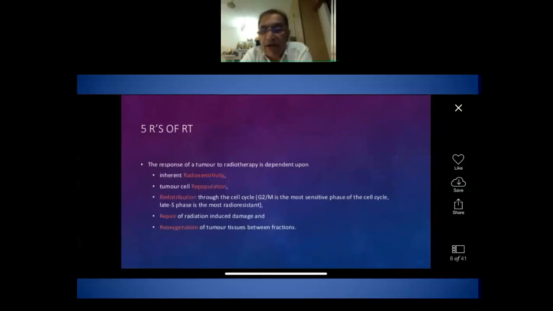So these are the 5 R's of radiotherapy, which you always have to keep in mind. There's something called the response of a tumor. Whenever we treat a tumor, you must be familiar with the term radiosensitivity. For example, by and large, most head and neck cancers are squamous cell carcinomas, which are very, very radiosensitive. So there is an inherent radiosensitivity, when you compare it to a different pathology like a sarcoma or an adenoid cystic carcinoma, etc.